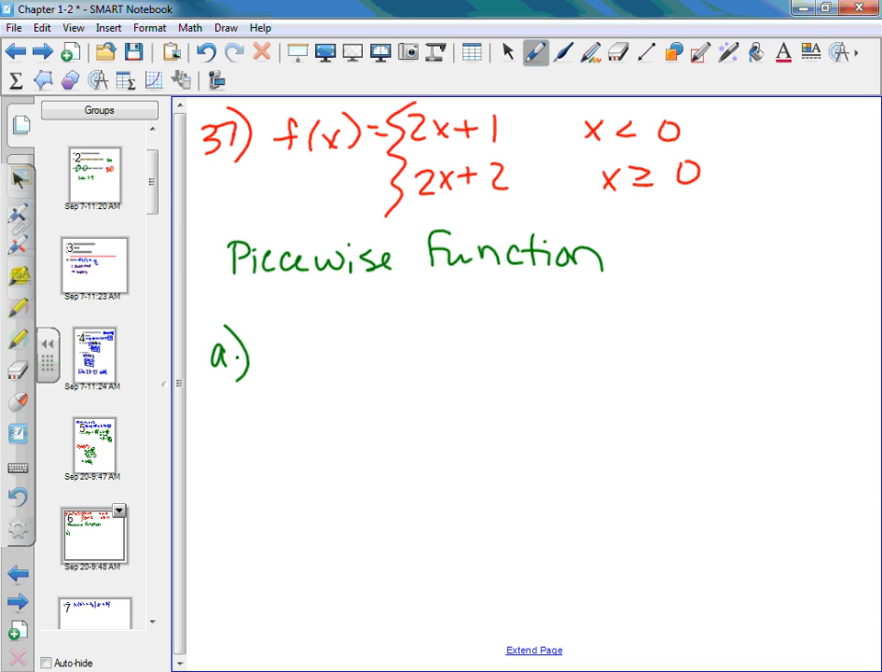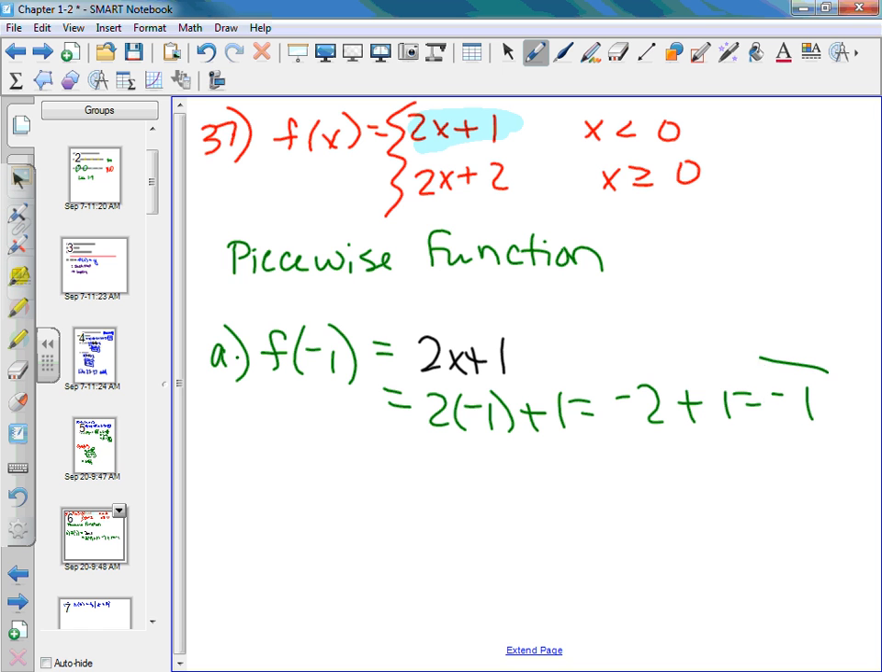F at negative 1. So how do I know which one to choose? I'm asking myself, is negative 1 greater than 0 or less than 0? It's less than 0. Since it's less than 0, I immediately am going to choose the part that is for less than, which is going to be the 2x plus 1. So I'm going to be using the 2x plus 1. I write that down so my brain knows which part of the piecewise function I'm using. And then I plug and shove into that. 2 times the negative 1 plus 1 is negative 2 plus 1, which is negative 1.